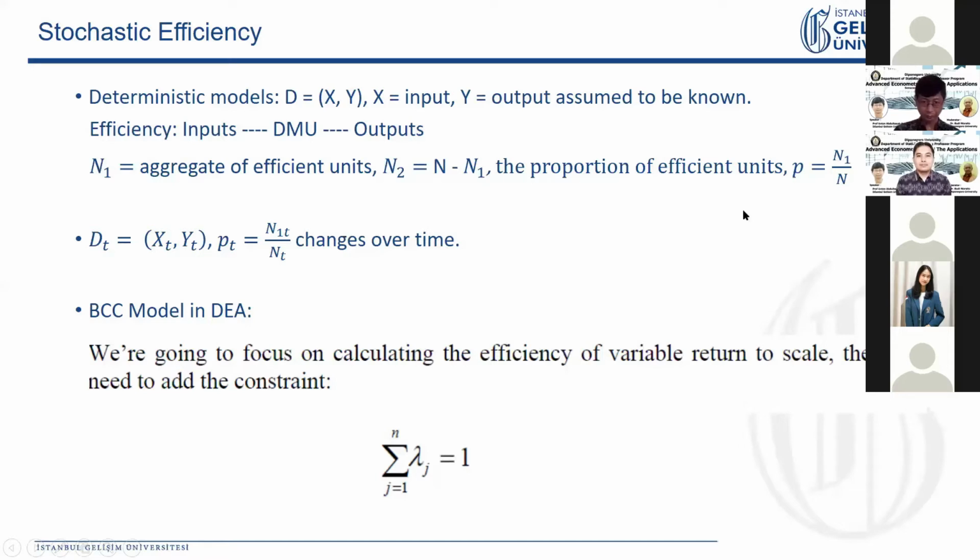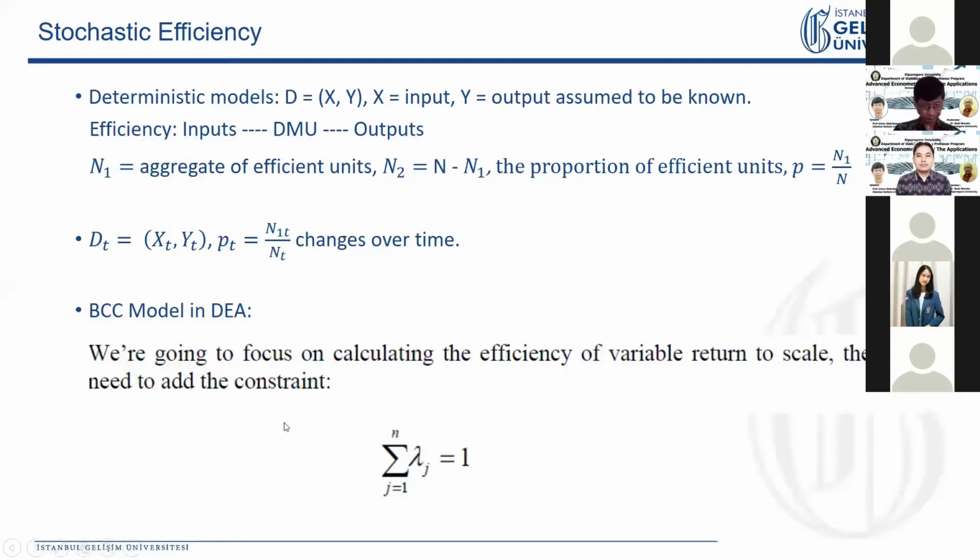Now, if you take a look at this aggregate, this proportion is not constant and always changes over time. So first of all, we will be dealing with variable return to scale, and the second, we will be dealing with stochasticity, because of this change over time.